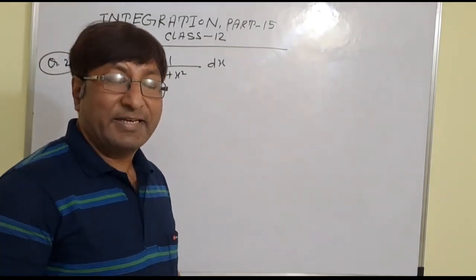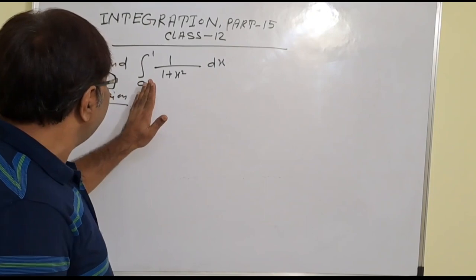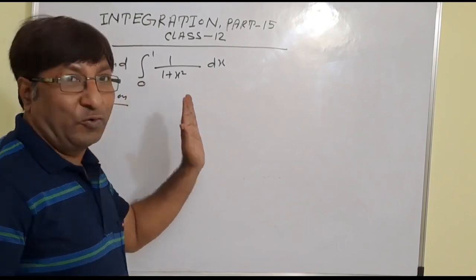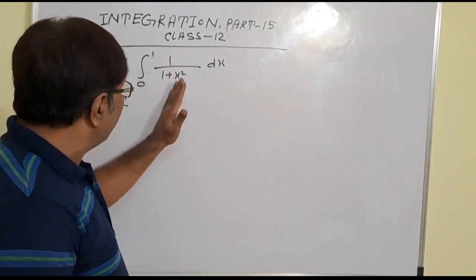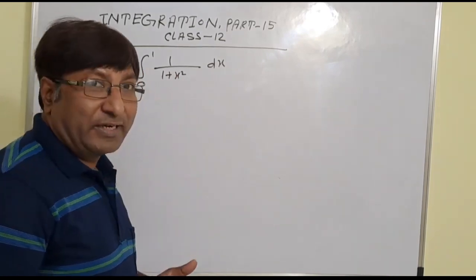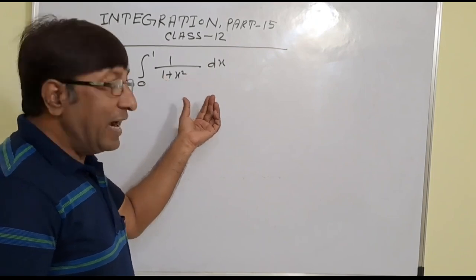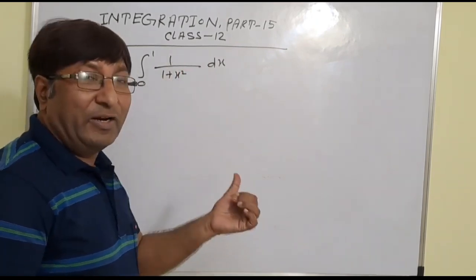Let us see the second question. Here the second question is: find the integration from 0 to 1 of 1 upon 1 plus x square dx. So again, for this type of question the technique is: first you integrate the given function and then use the upper limit and lower limit.